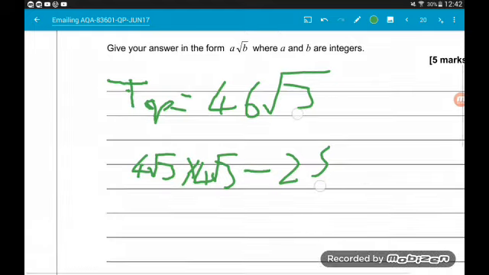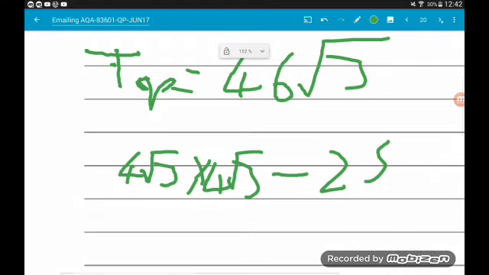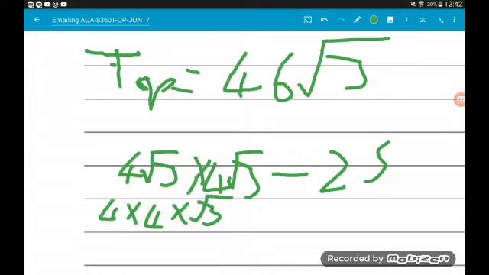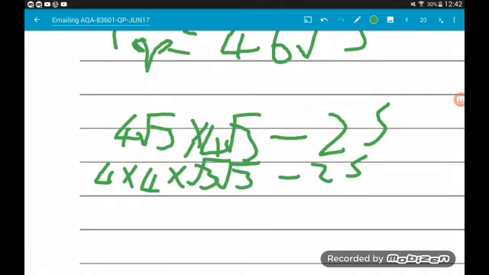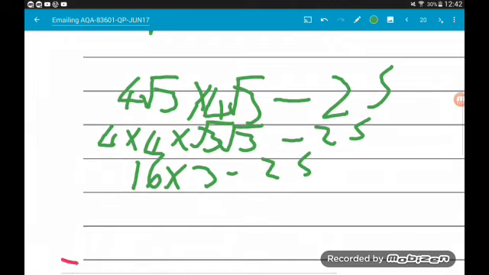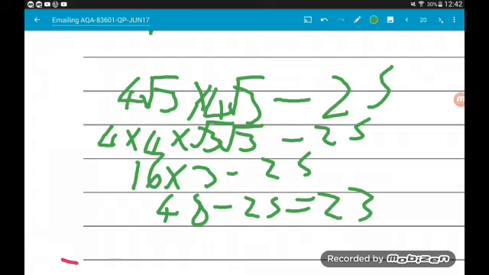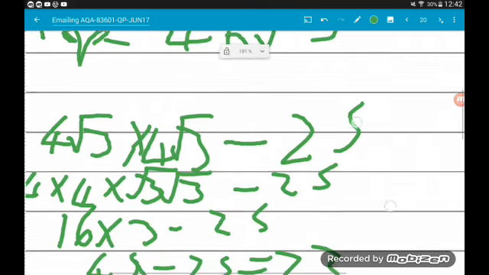So 4 root 3 times 4 root 3. Well, we can think of that as 4 times 4 times root 3 squared, minus 25. 4 times 4 is 16, so we got 16 times 3 minus 25. 16 times 3 is 48. Minus 25 leaves us with 23.